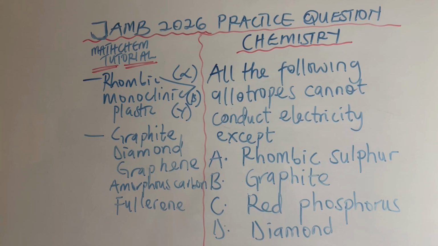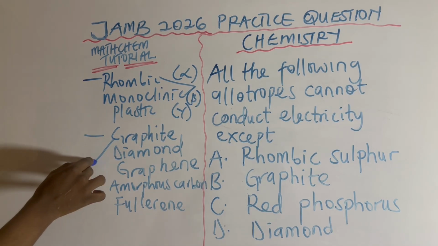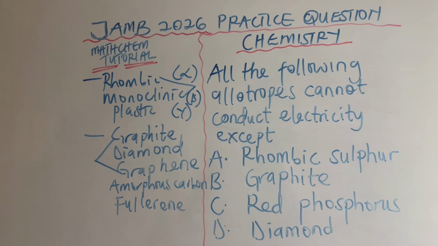Now, which one conducts electricity? Basically, all students should know that carbon is a non-metal itself. On the periodic table, carbon is classified as a non-metal. But under this, we have graphite, diamond, graphene, amorphous carbon, and fullerene. Two of these conduct electricity, and that is graphite and graphene. Whereas diamond, amorphous carbon, and fullerene cannot conduct electricity.